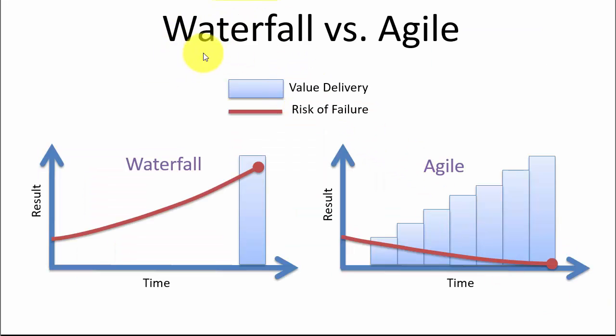Here you see some differences between the waterfall process and Agile processes. Here in the waterfall process, you don't deliver anything to the customer before the software is finished. This could be several years, like this. And since you are not involving the customer during the development phase, the risk of failure is very high when you deliver the software to the customer like this.